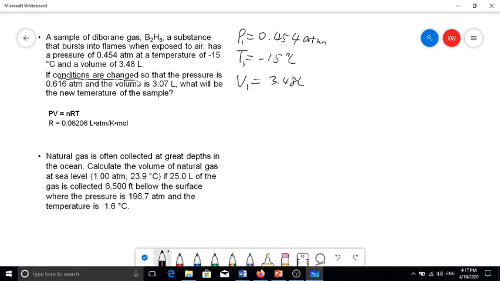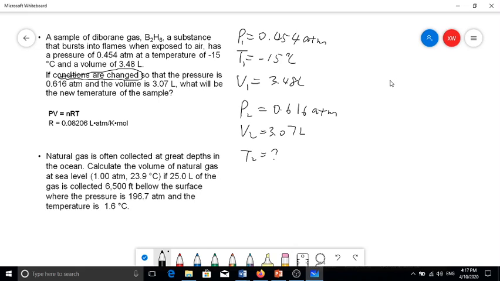If conditions are changed, so this question is very generous, telling you the conditions are changing. Sometimes other questions may not tell you this, but you just have to read it out. The pressure is now 0.616 atm. After changing conditions, of course, your pressure is going to be different, so you give a different number, 0.616 atm, as P2. And the volume is 3.07 L, V2. What will be the new temperature? So T2 is what you're looking for. You have P1, V1, T1, and P2, V2. You're only missing one, which is T2.